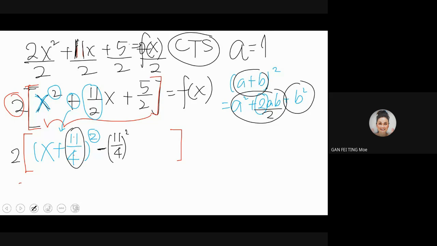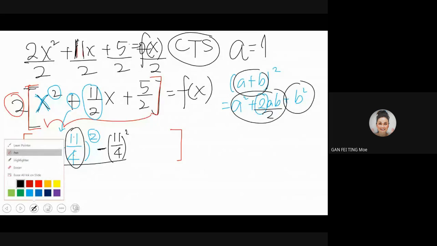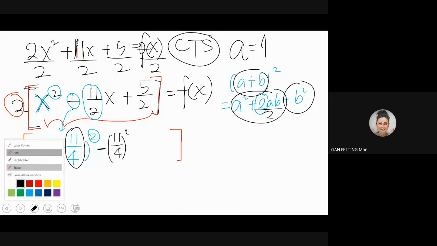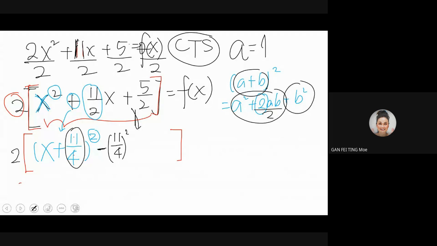Okay, and then after that, this is done. If you follow yesterday's lesson, you know that when I expand this one, you will go back to the earlier. So now continue for the second part. What I do, I just follow, plus 5 over 2, then equals to fx. Right?